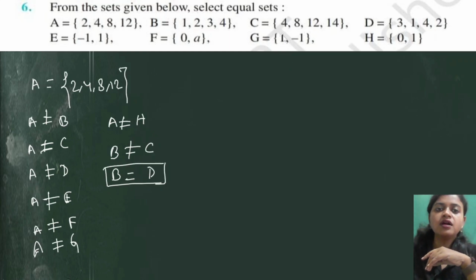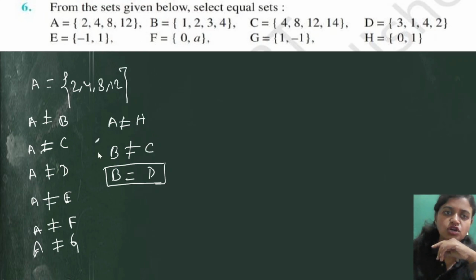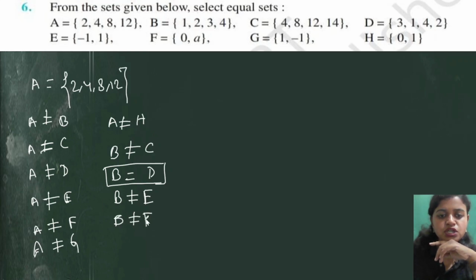Okay. Now we'll compare B to E. 1 belongs to B, 1 belongs to E. 2 belongs to B, but 2 does not belong to E. So we'll write B not equal to E. Clear? Now B to F. 1 belongs to B, but 1 does not belong to F. So we'll write B not equal to F.